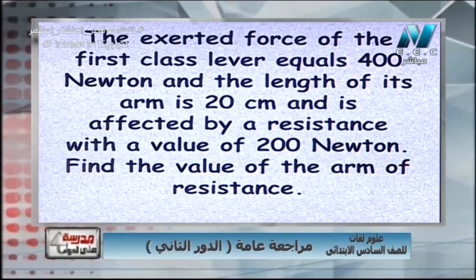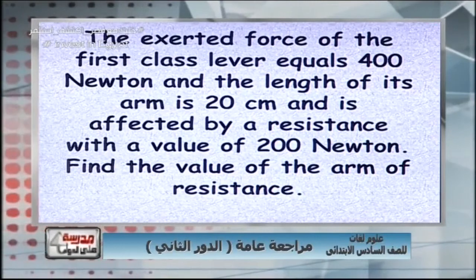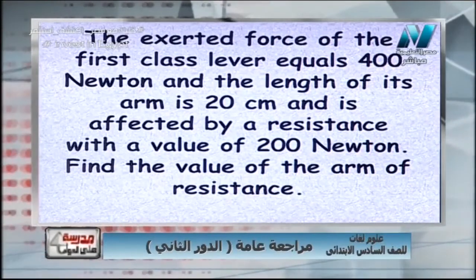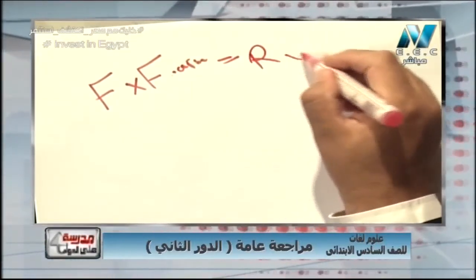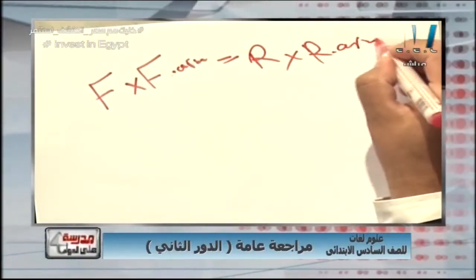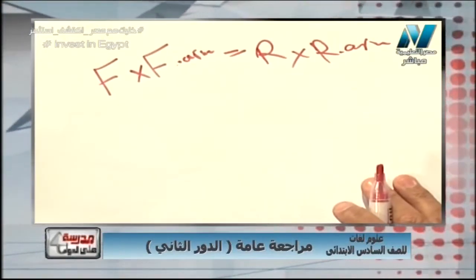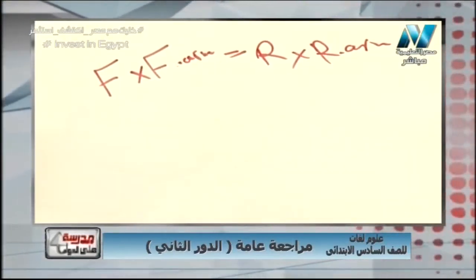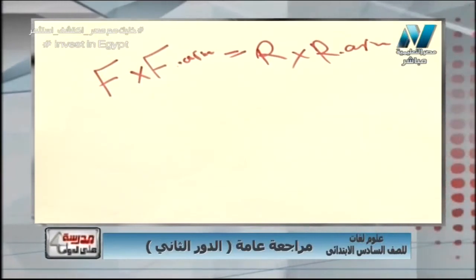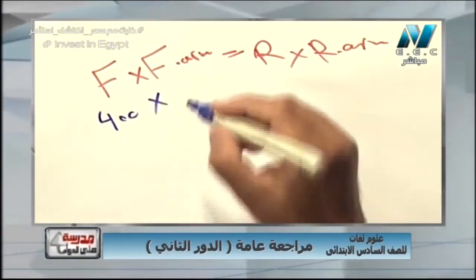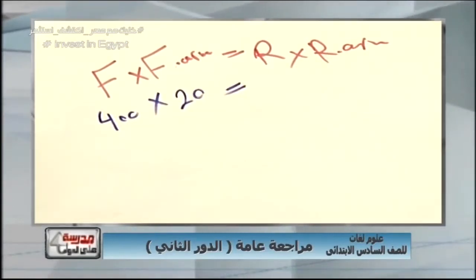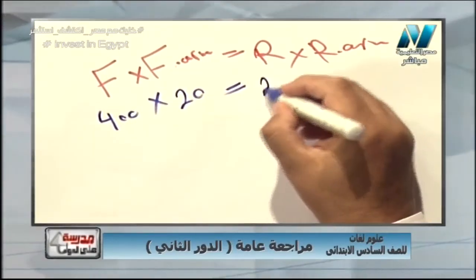First step، أول خطوة عشان نحل أي lever problem بكتب القانون. Effort force by effort force arm equal resistance by resistance arm. Okay. طب كان بيقول لي effort force 400 newton. Effort force 400 by effort force arm 20 centimeter equal resistance 200.